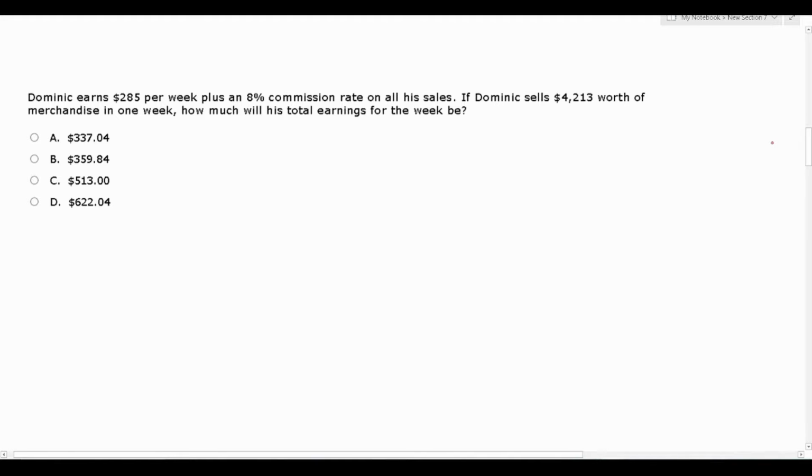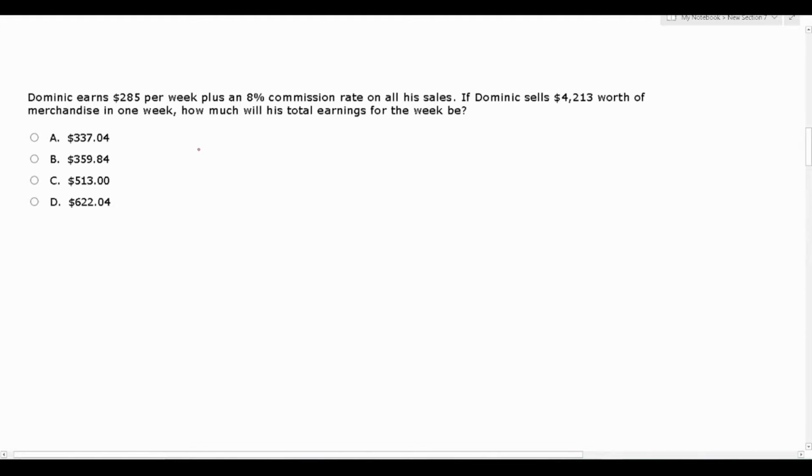All right, this next question says Dominic earns $285 per week plus an 8% commission rate on all of his sales. If Dominic sells $4,213 worth of merchandise in 1 week, how much will his total earnings for the week be? So for this one, it's going to be helpful to write a small equation to figure this one out.